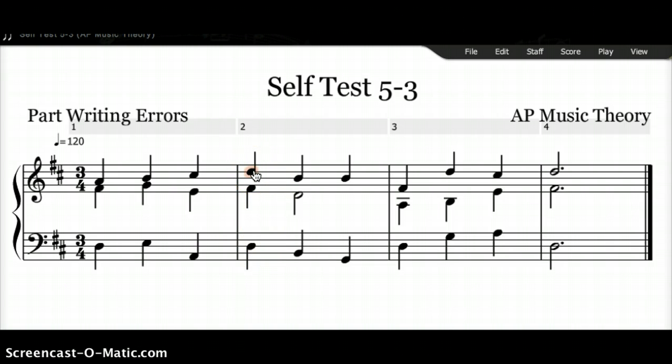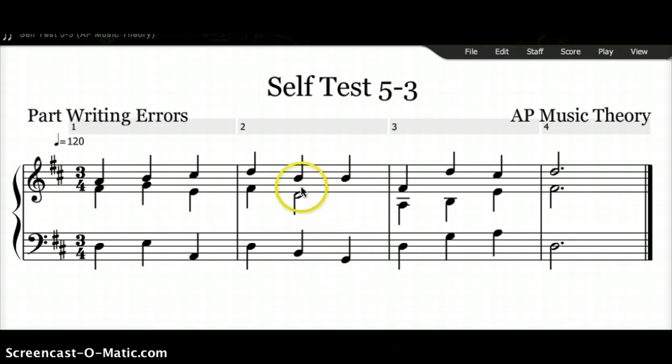D to D does create an octave. What's the next chord? B to B, another octave in the same two voices. That means that that is parallel octaves between the soprano and the bass. I would circle that and label that number 1. Let's keep going. B to B, G to B. That's fine. And then we have a B to D, which is a third. I don't have to worry about that.